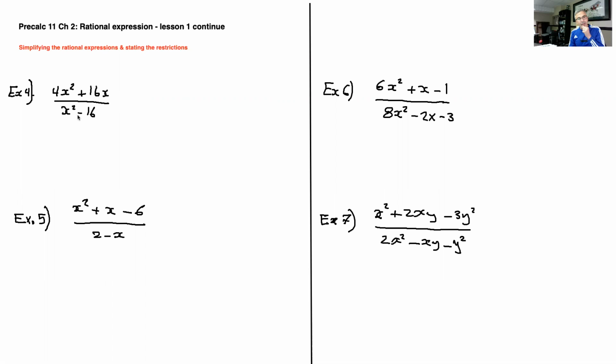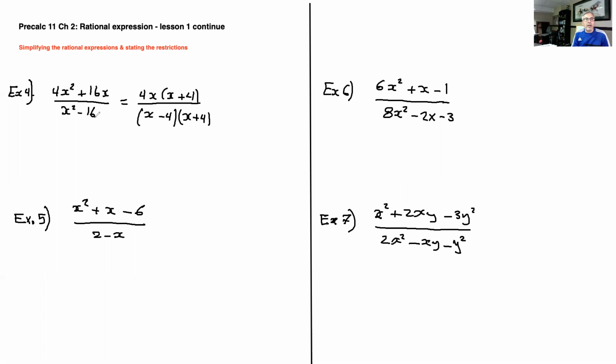And here it's very hard to tell. Maybe some students say, oh, it's plus or minus 4, but you will not be able to tell. So always the best thing to do for this question is to factor the bottom, and also factor the top. Here it is just the greatest common factor: 4x, and I get x plus 4.